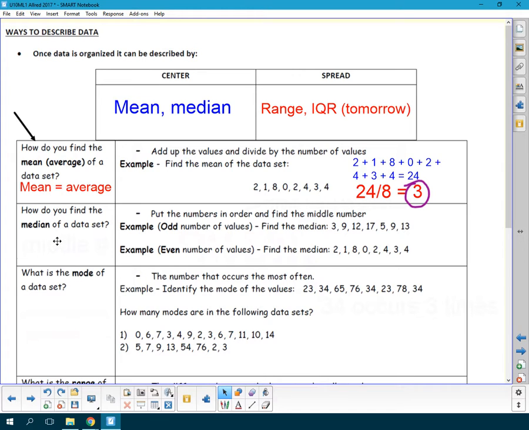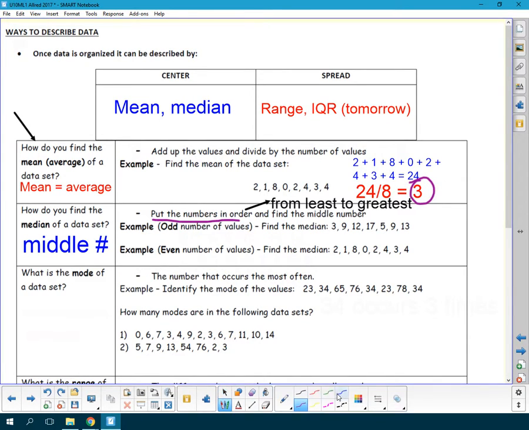When you're trying to find the median of a data set, the median is the middle number once you put the numbers in order, from least to greatest, and then you find the middle number. There are 2 things that could happen. Example 1, if you have an odd number of values, it's going to be really easy for you.